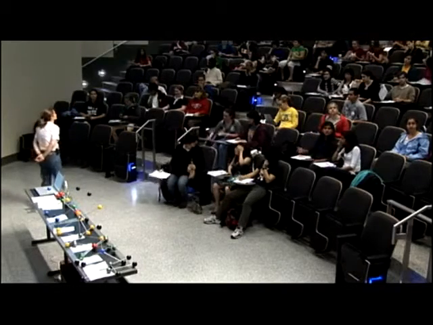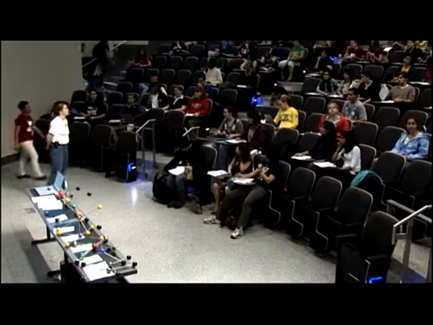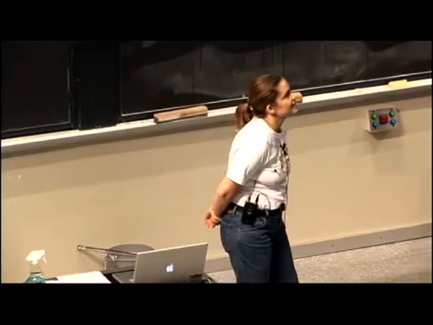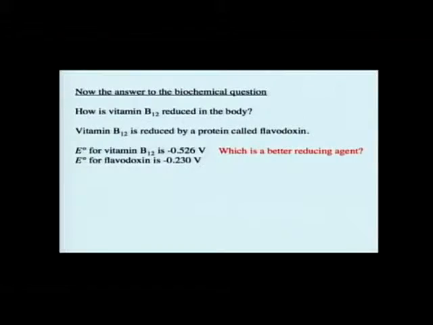is reduced by a protein that's called flavodoxin. And flavodoxin is a protein that has a cofactor, which is a flavin, and that's also a vitamin B, as it turns out. They're both vitamin Bs. So vitamin B12 has a standard reduction potential of minus 0.526 volts. And that is a very low number for a biological system. And flavodoxin has a potential of minus 0.23 volts.